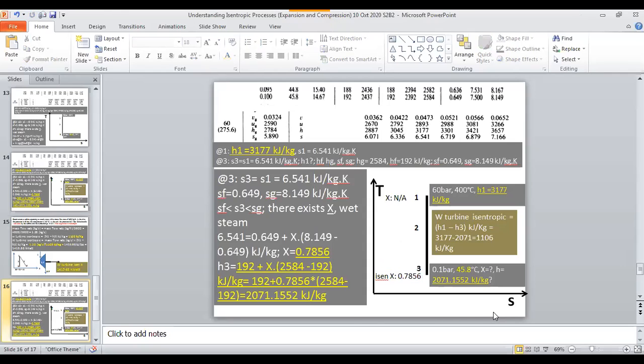If it is non-isentropic, how about x? x is definitely greater than x isentropic, which means greater than 0.7856 when it is non-isentropic.